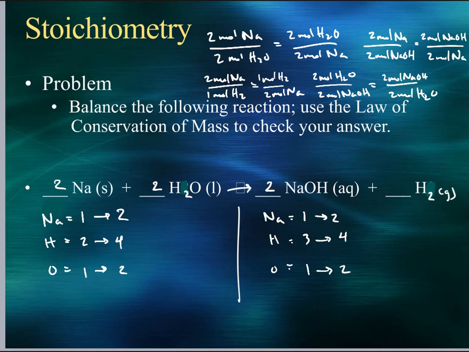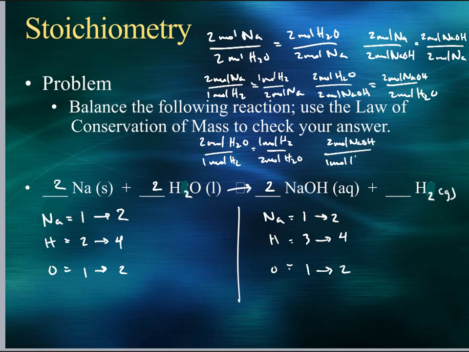All right. We've got a couple more here. We could look at it in terms of water and hydrogen. So for every 2 moles of H2O, we make 1 mole of H2. Or for every 1 mole of H2 made, we had to use up 2 moles of water. And then the last one, the sodium hydroxide and the hydrogen. So for every 2 moles of NaOH, we get 1 mole of H2. Or for every 1 mole of H2, we get 2 moles of NaOH.